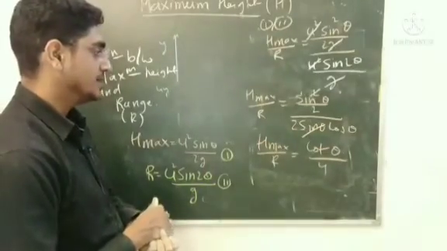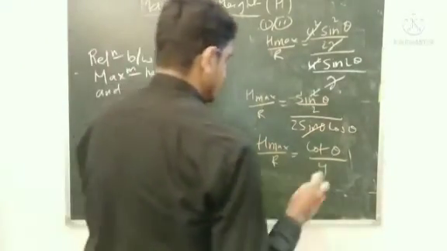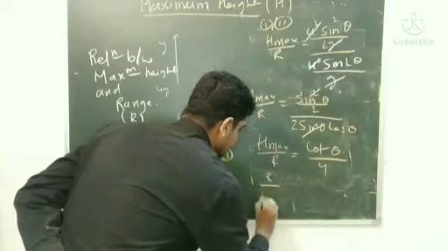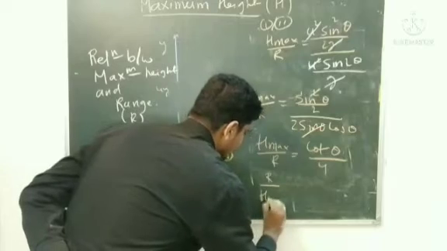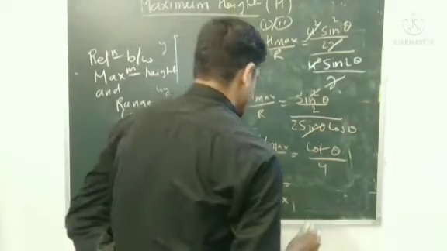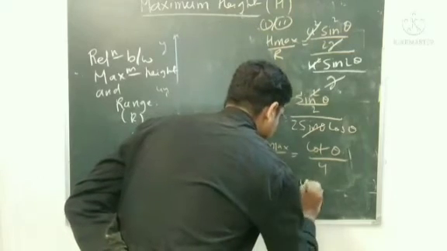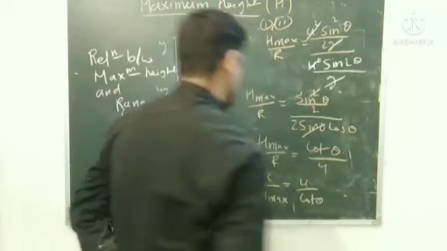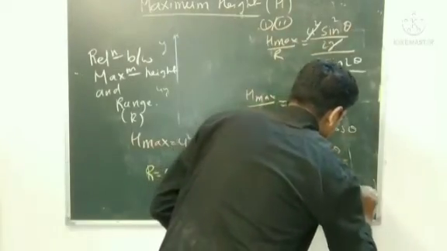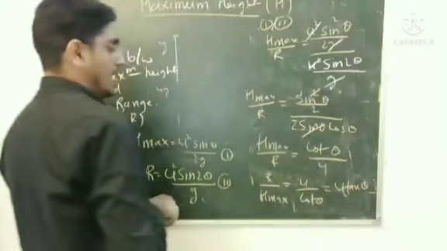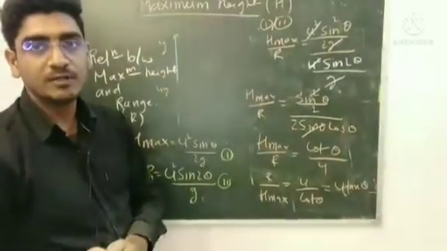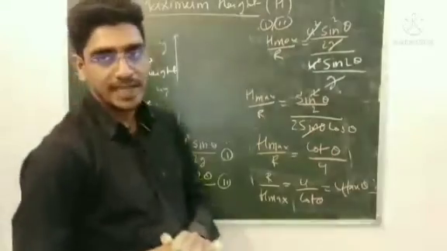Or we can say r by h max is 4 by cot theta, and 1 by cot theta is tan theta, so we can write it as 4 tan theta. So r by h max is nothing but 4 tan theta. This is the relation between maximum height and range of the projectile.